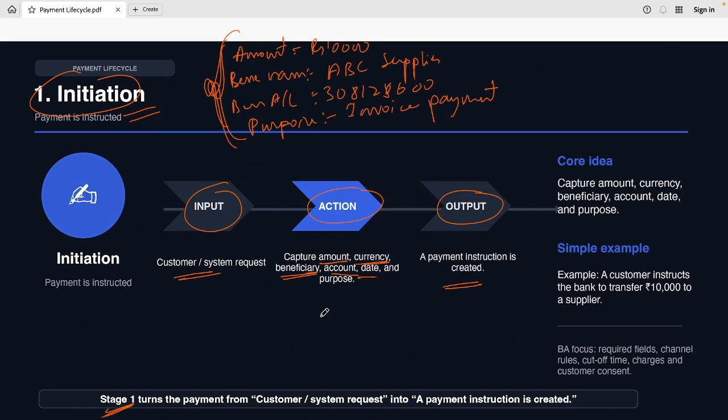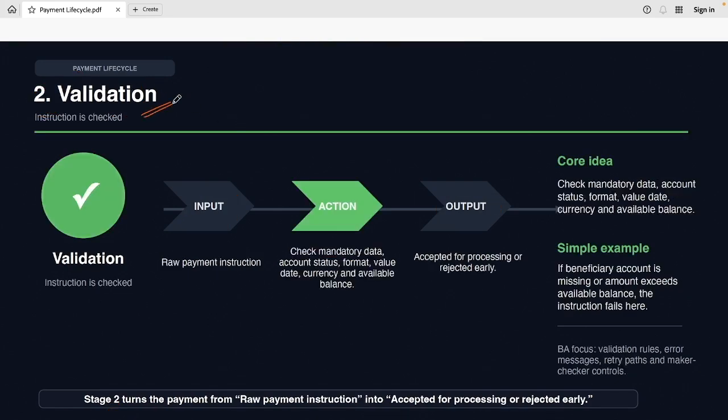So after the payment instruction is created, it moves to the second stage, that is validation. Validation means checking whether the payment instruction is complete, correctly formatted, and acceptable for processing. The purpose of validation is basically to identify the basic problems as early as possible. The input provided in this particular stage is a raw payment instruction created during the initiation stage. It is called a raw payment instruction because it contains the information entered by the customer or received from another system, but it has not yet passed all the bank's checks.